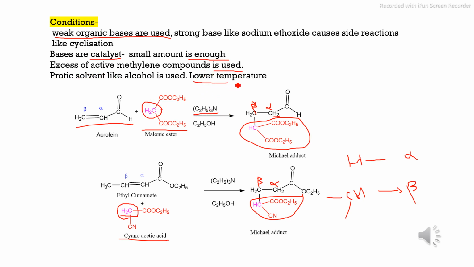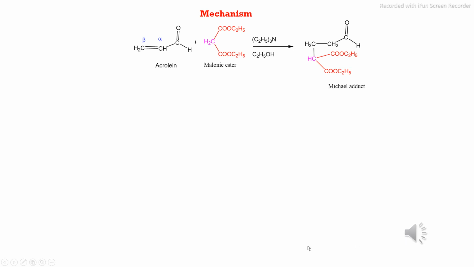Generally, such reactions are carried out at lower temperature, near about 25 degrees Celsius, and a protic solvent favors this reaction. Therefore, alcohol is used as the solvent, which reduces the reaction time. Mechanism of Michael addition or Michael reaction. For discussing the mechanism of Michael addition reaction, here we discuss the reaction between malonic ester and acrolein in the presence of a weak base in ethanol.